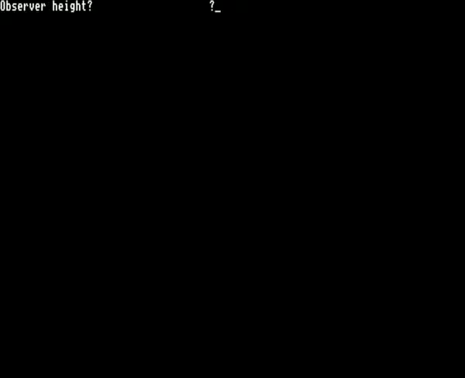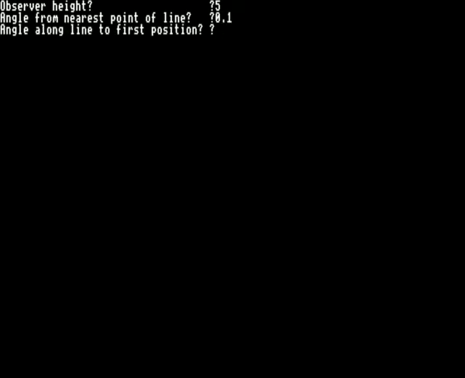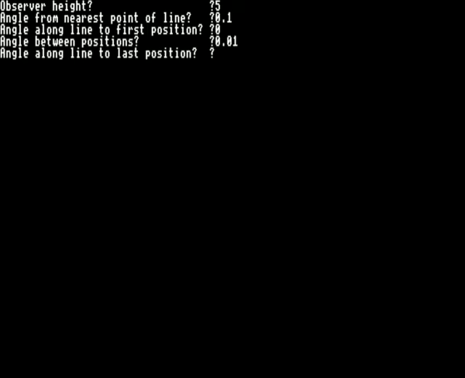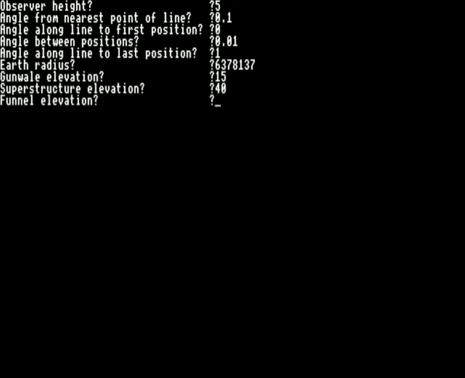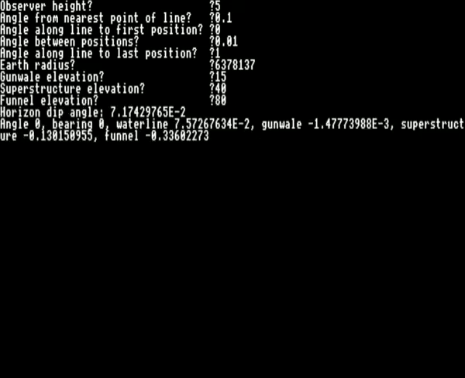If I put the observer all the way down at 5 meters above sea level, same 0.1, 0.01, and well, you don't even need to go past 1 degree, do you? 5 degrees. Earth radius 6378137, and I'll have the same 15, 40, and 80 as last time. The horizon dip angle is now tiny. That E negative 2 is times 10 to the minus 2, otherwise known as divided by 100. So it's 0.0717 degrees. Let me write that down somewhere.